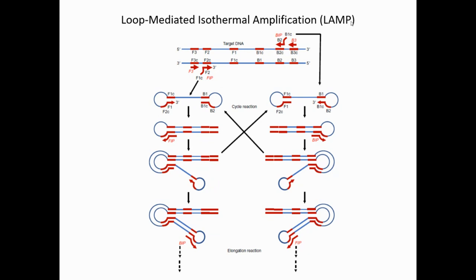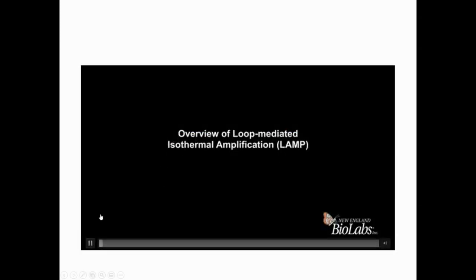And the amplification produces a stem-loop DNA structure with several inverted repeats of the target and a cauliflower-like structure. Okay, like this cauliflower structure. Later we will watch a video to show you this LAMP technique. So let's watch this LAMP.